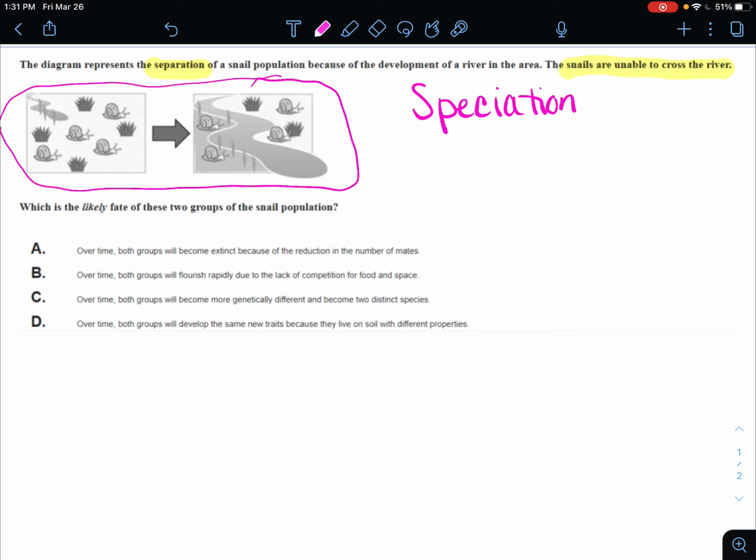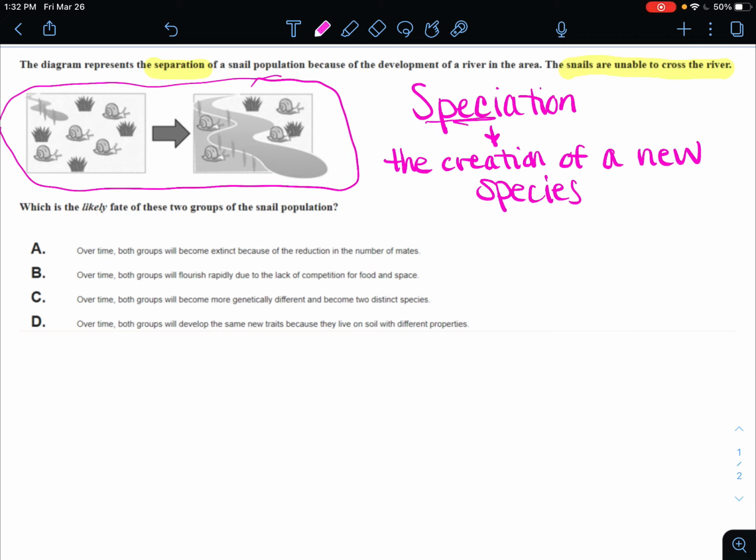What is speciation? I'm glad you asked. It's the creation of a brand new species, which is easy because it looks like it has the word species in it. So we're creating a brand new species.